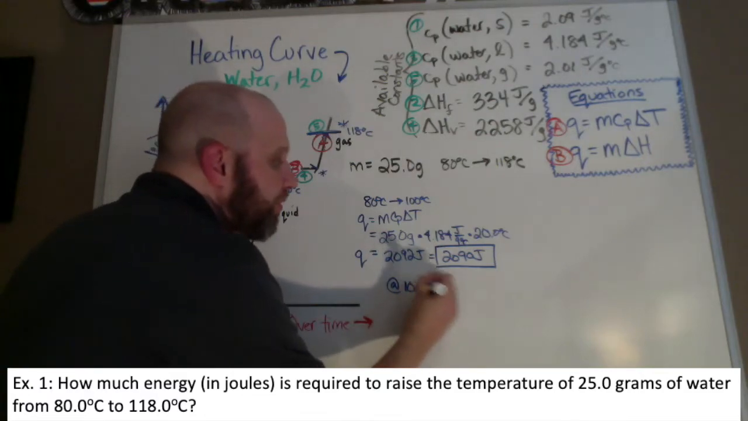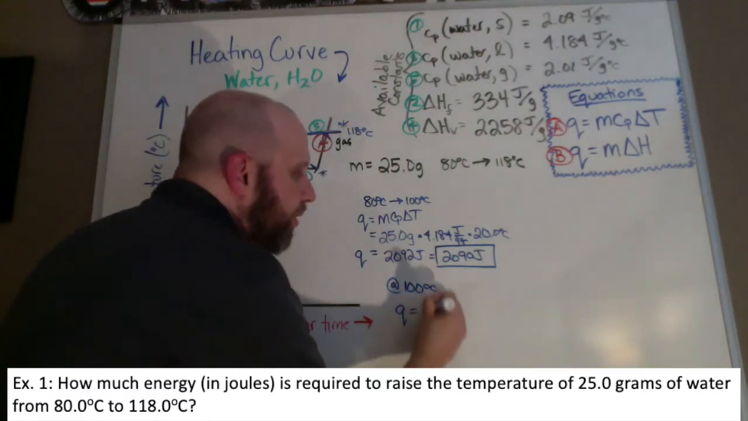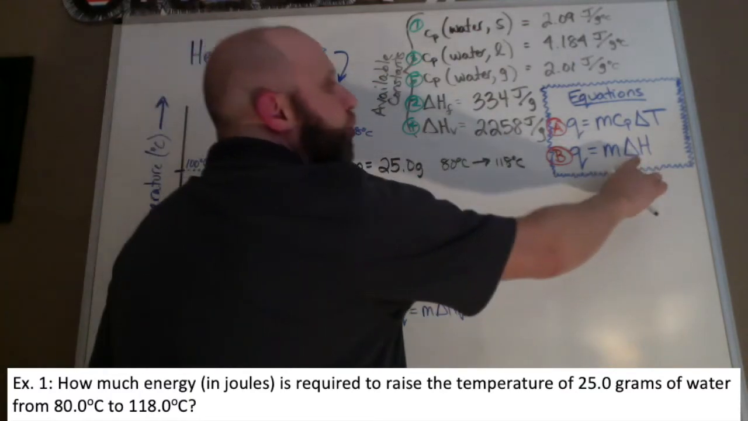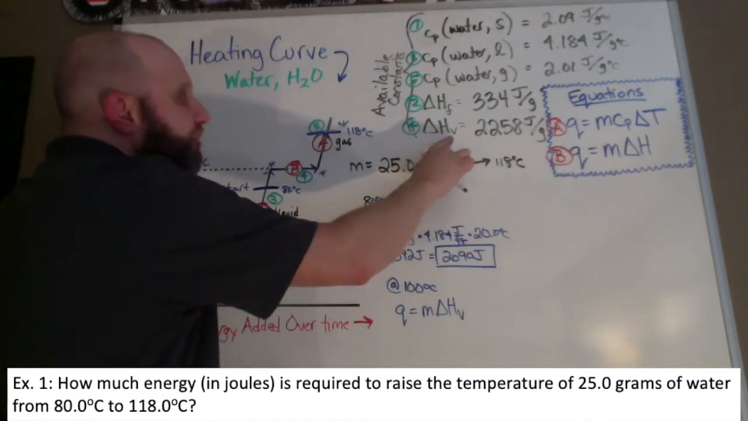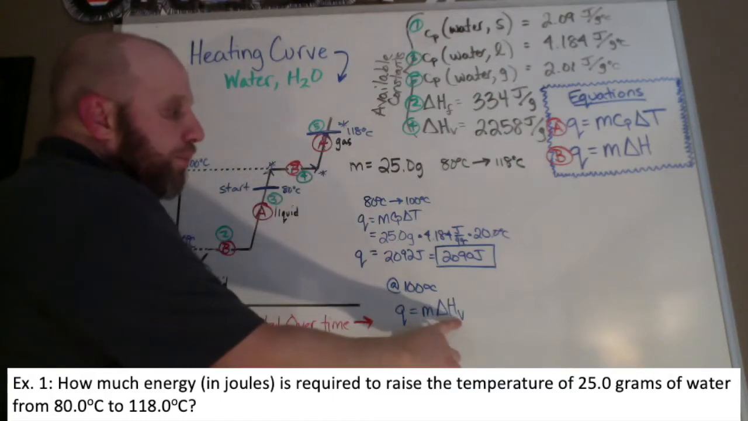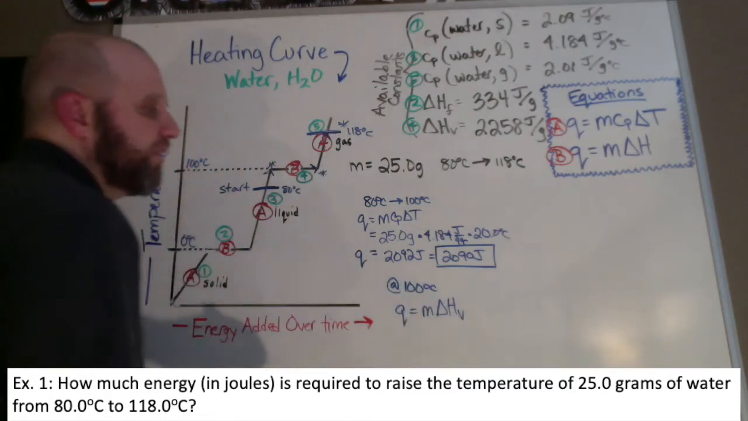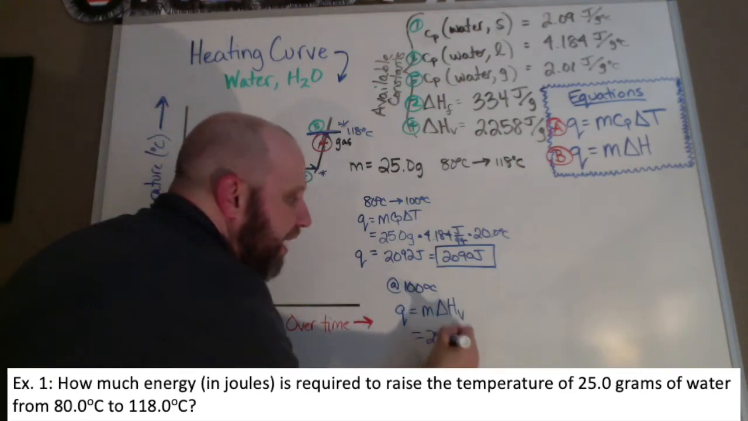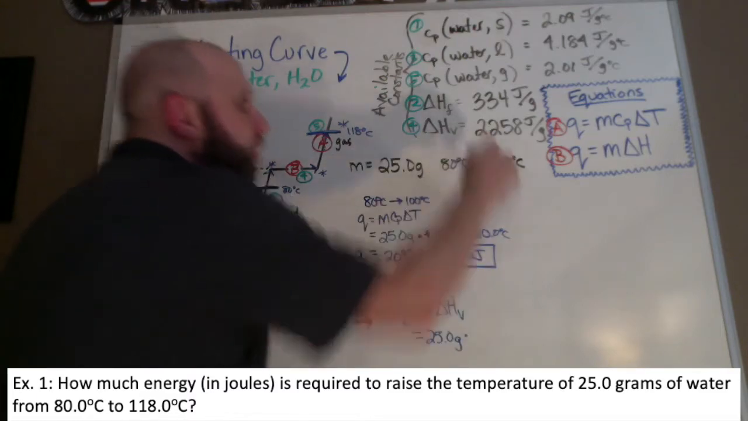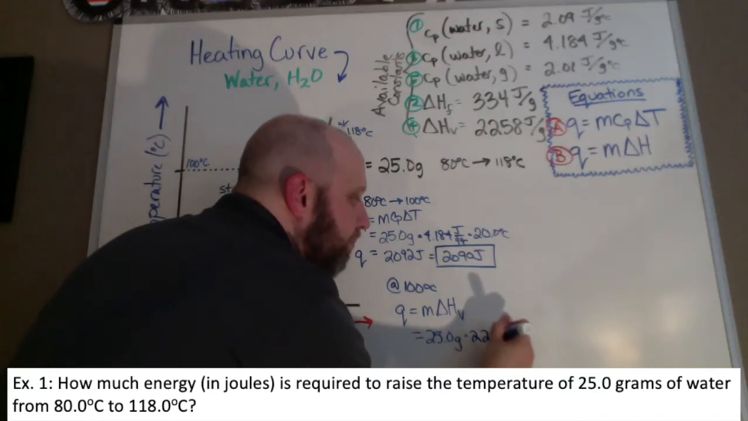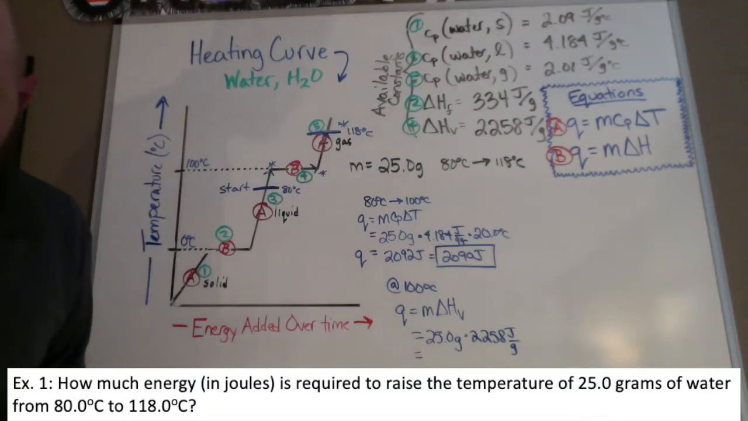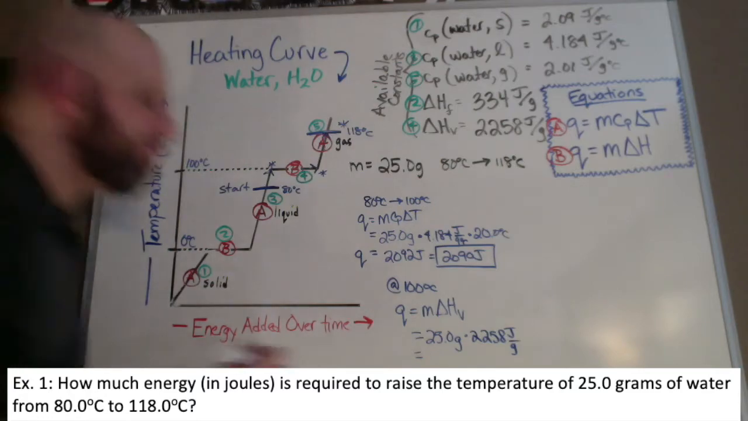At 100 degrees Celsius, I'm going to use this formula, Q equals mass times delta H V. So here's the general formula. I'm using the delta H of vaporization because I'm going from a liquid to a gas. So if you were down here, you would put an F there instead. So in this case, I have 25.0 grams. I'm going to multiply that by my constant, delta H V, 2258 joules per gram. And this time I get an answer of 56,500 joules.